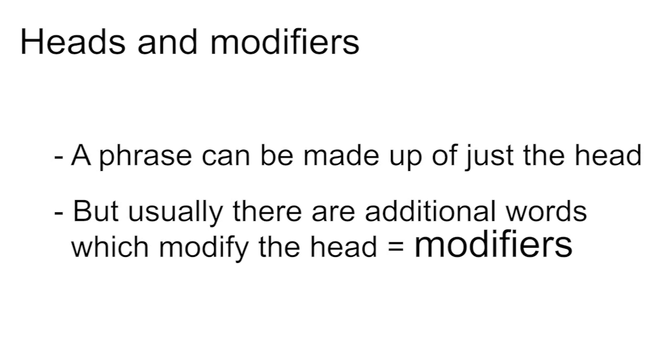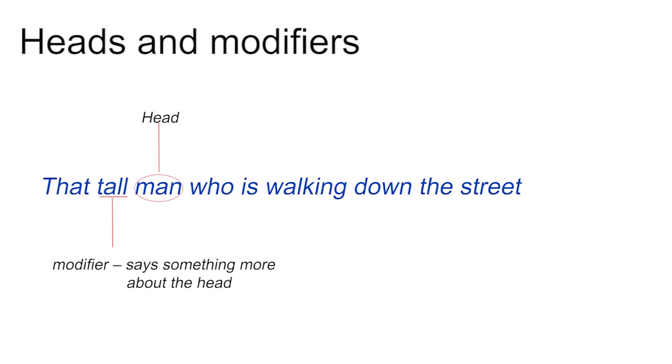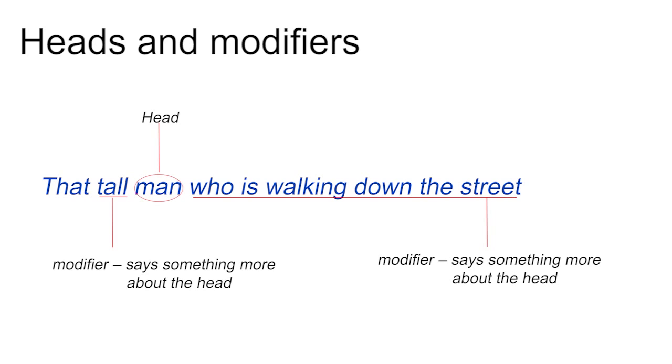In grammatical terms, we say that they modify the head, and so these additional optional parts of a phrase are called modifiers. In the phrase, "that tall man who is walking down the street," tall is a modifier because it says something more about man, which is the head. Who is walking down the street is also a modifier because it also says something more about the head.